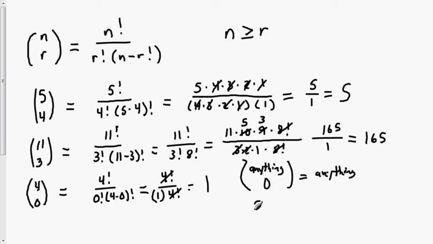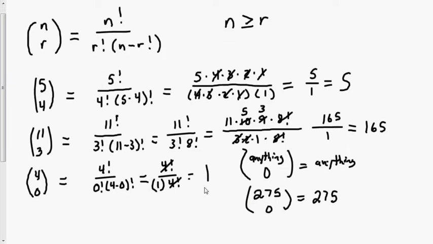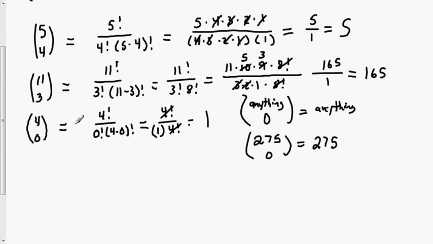So 275 over 0, like that, or above. The way they actually define it, you say above, not over, because over would denote division. So you say 275 above 0. So that's still going to be, that's just 275. It's always just whatever that top number is. Okay? Now, that's a special case.